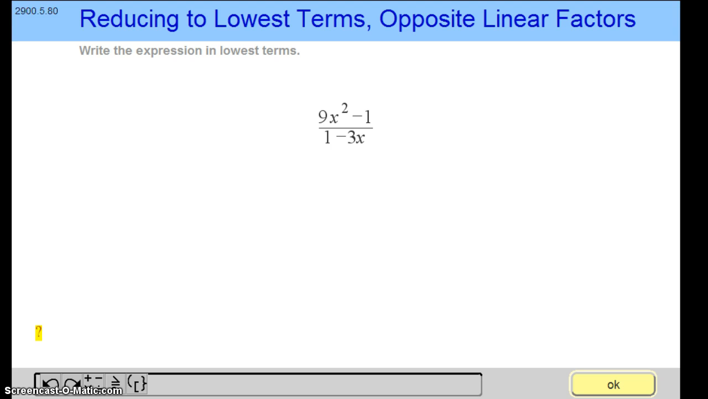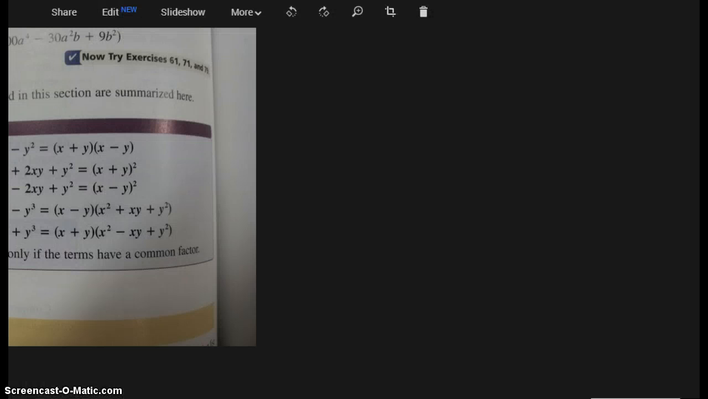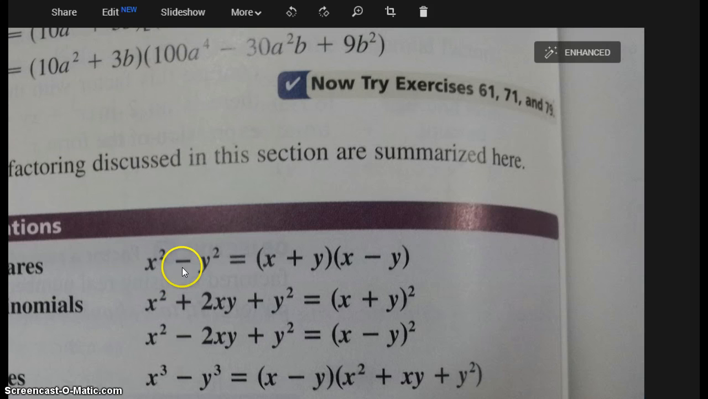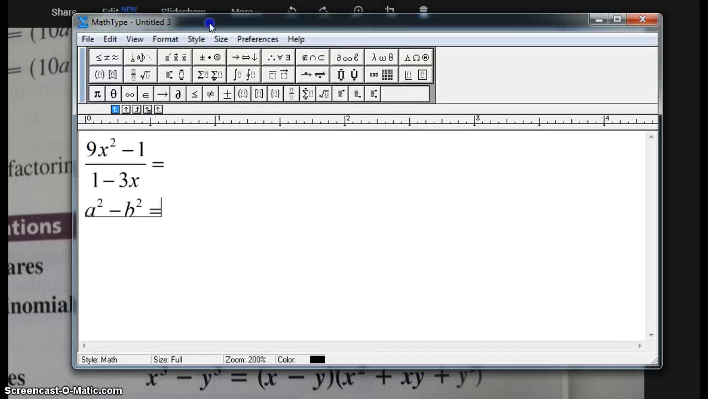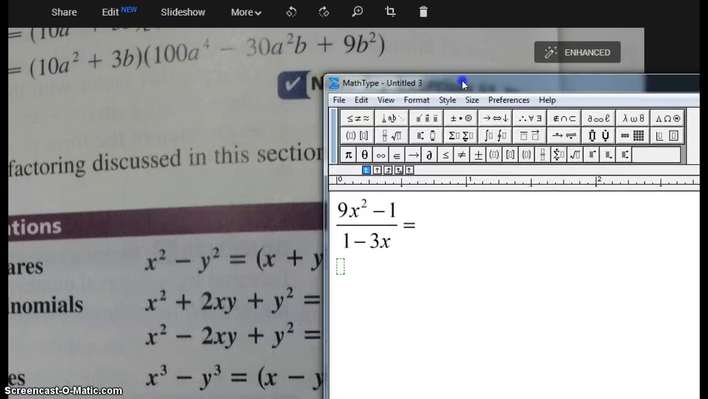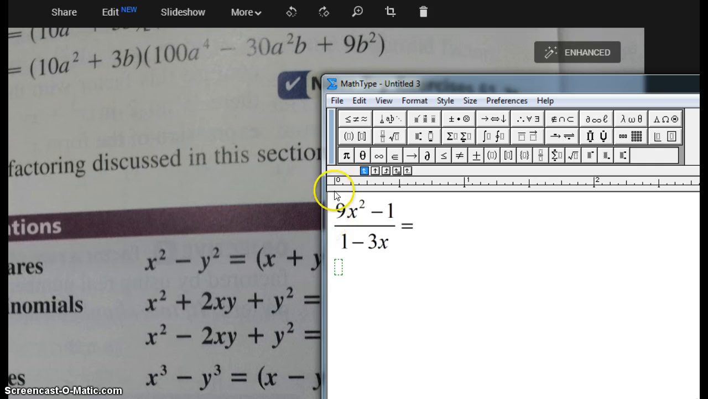I have this handy little chart here that is difference of squares. x squared minus y squared equals x plus y times x minus y. So why don't we do that? If we have this, how do you get 9x squared? How can you write that as something squared? Well, that would be 3x squared, right? And minus, well, that's easy, 1 squared.